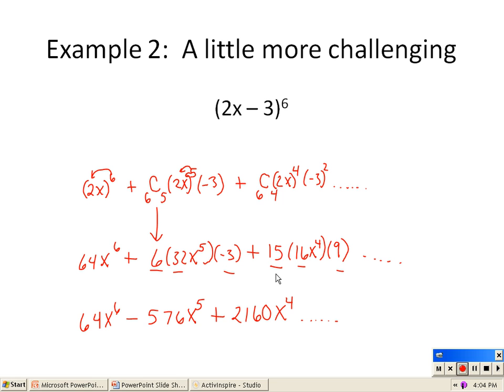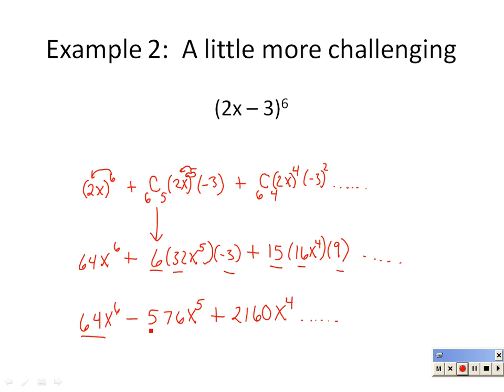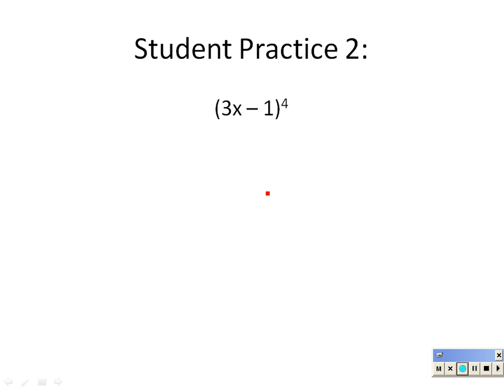So I went ahead and did that multiplication. As you can see, the first term is positive, but the second term is negative, and then the third term is positive. And if we kept going, the fourth term would be negative, the fifth would be positive, the sixth would be negative, and so on. So that is the first 3 terms of the expansion of 2x minus 3 to the 6th. Let's move on to a practice problem for you. Here it is. I'd like you to do the same thing and find the first 3 terms. So go ahead and pause the video and give that a shot.